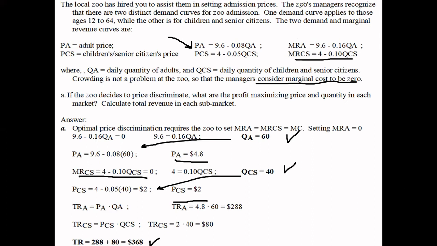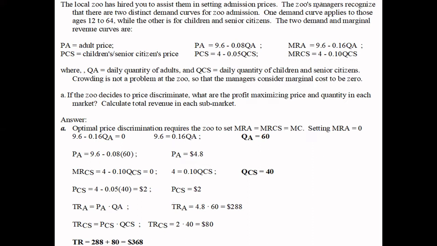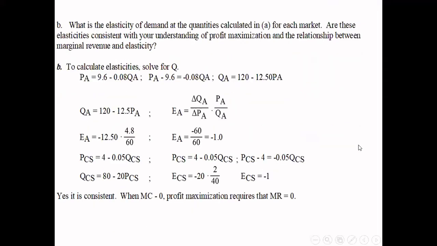Okay. So we did a price discrimination example concerning monopolistic competition. What is the elasticity of demand of the quantity in the same case? Are these elasticities consistent with profit maximization and marginal revenue? So I will recall from the previous part the equation that we received, 9.6 of QA, and we're going to calculate the elasticity of each one.